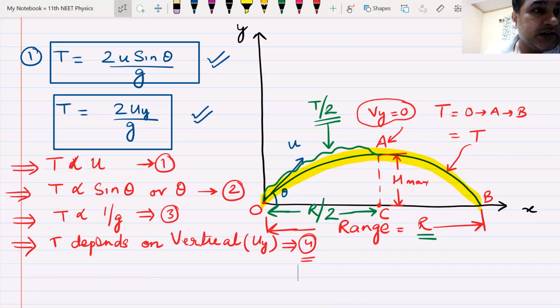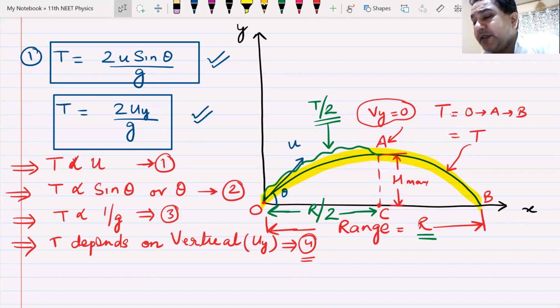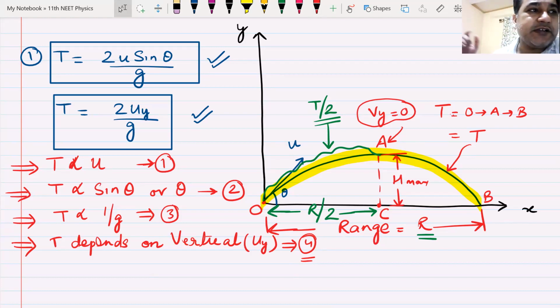Okay. Now, I had also given you a hint of what type of questions are asked. What type of questions are asked in JEE Mains? Oh, sorry, in NEET. JEE Mains was the last class. In NEET, regarding this, if you change velocity, what will happen to the time of flight? If you change the angle, what will happen to the time of flight? Do we remember this?